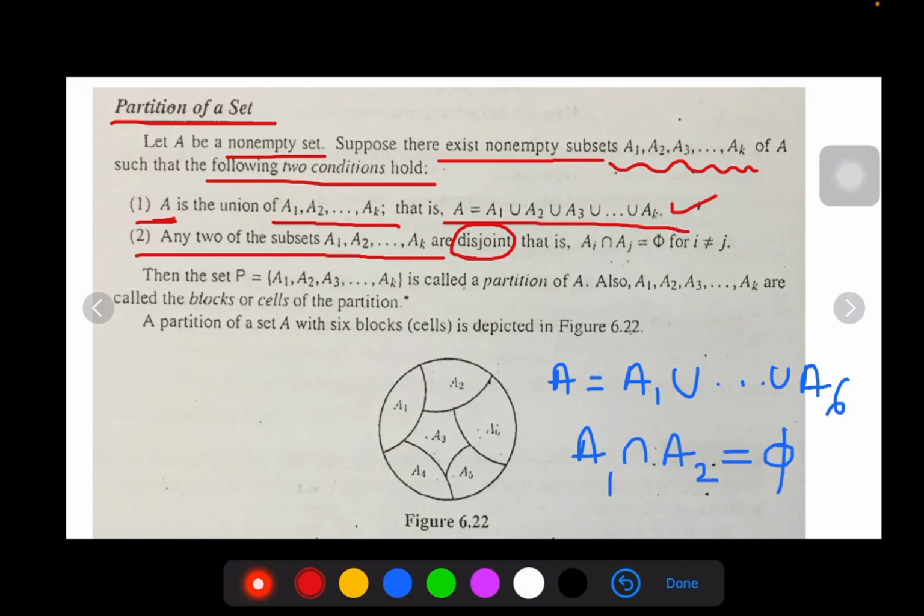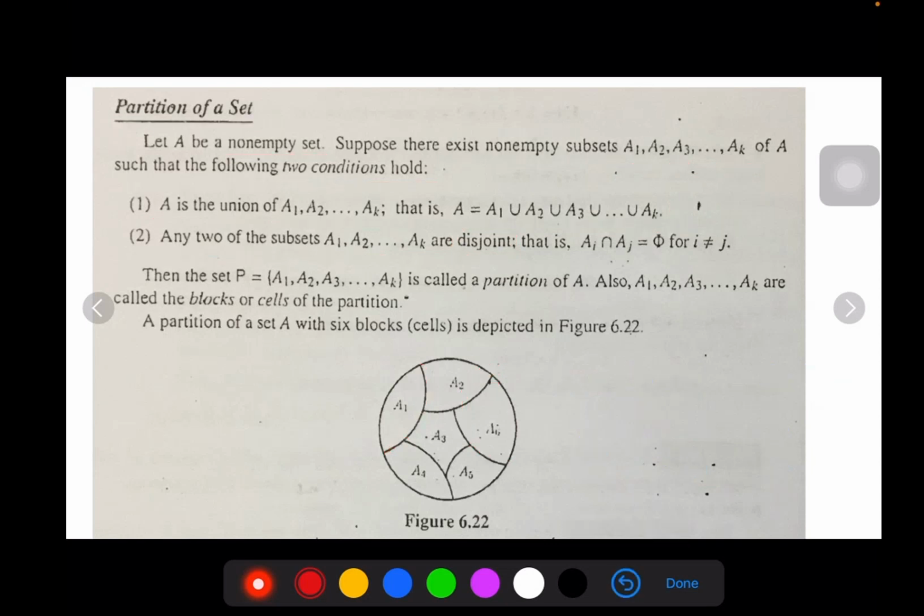It's all disjoint. In case you have drawn a block like this, where there is a common element here, then this cannot become a proper partition. Therefore, you always have to look for disjoint blocks. This is one disjoint, this is another disjoint, all are disjoint blocks. Therefore, you can call this a partition. Is the definition clear?